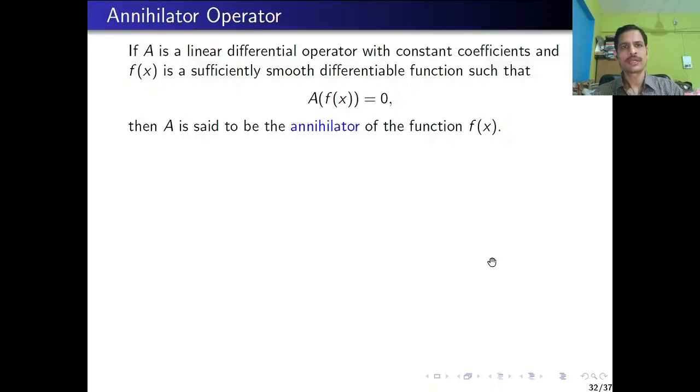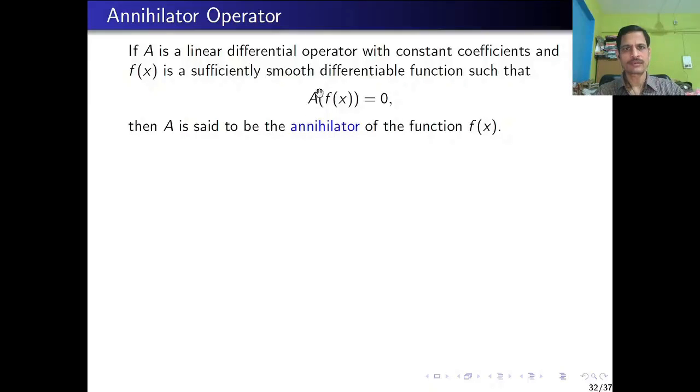Now we learn another method of solving by undetermined coefficient. This is called the method of solving by annihilator operator. So if A is a linear differential operator with constant coefficient and f(x) is a sufficiently smooth differentiable function such that A applied to f(x) is equal to 0, then A is said to be the annihilator of the function f(x).